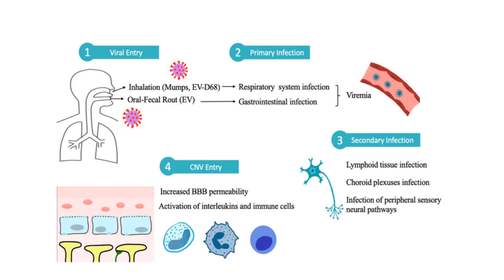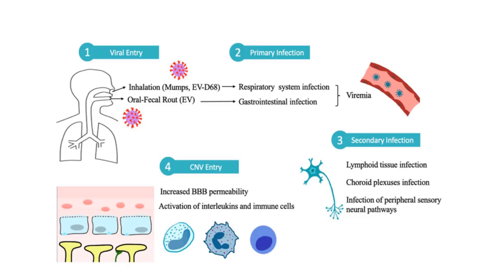And so the thought of how one can get a viral meningitis is first you need to have viral entry in some way. There are respiratory viruses that you can get from inhalation, such as mumps and certain kinds of enterovirus, as well as through an oral-fecal route, also common with enterovirus. The idea is that you either get a pneumonia or a GI infection that leads to a viremia, where the virus particles are now in the blood, and then you get secondary infection in the lymphoid tissues, choroid plexus, and infection of the peripheral sensory neural pathways.